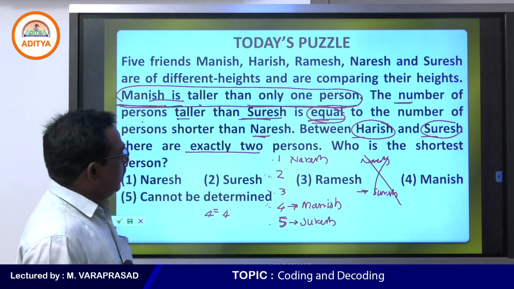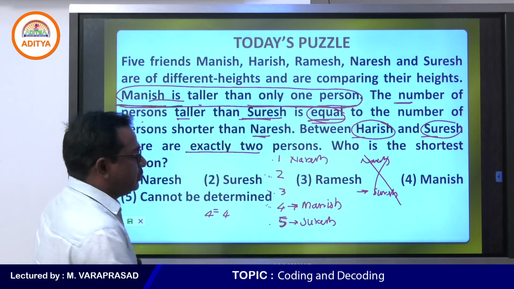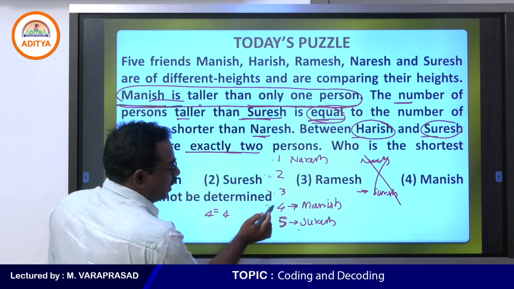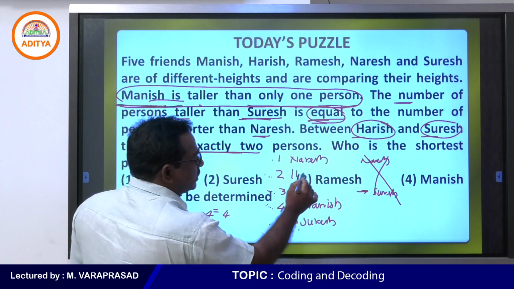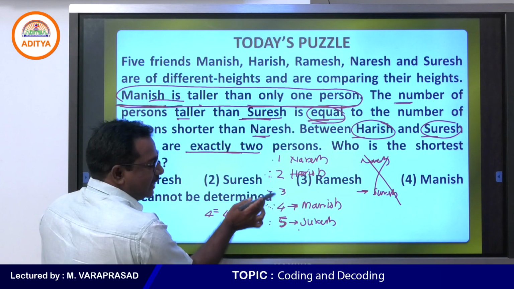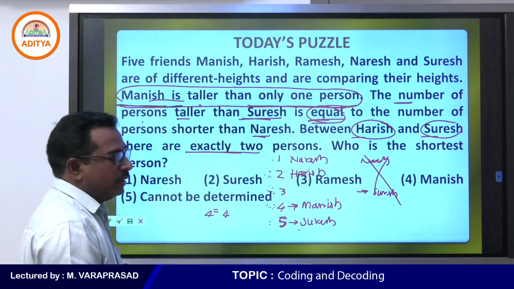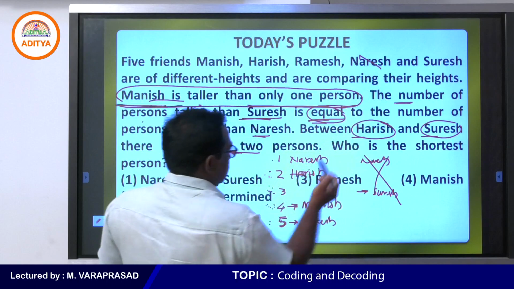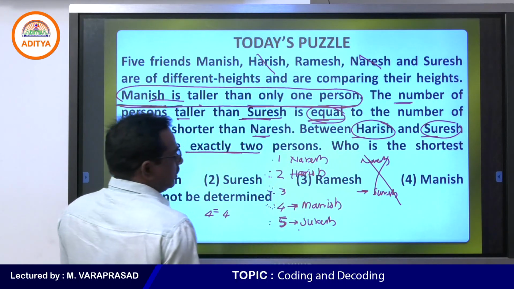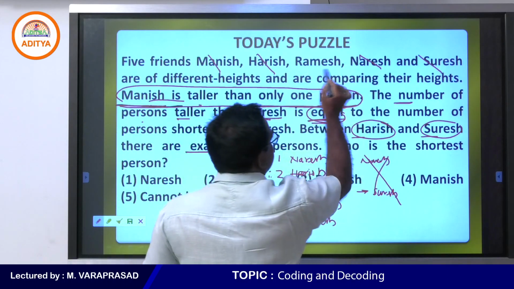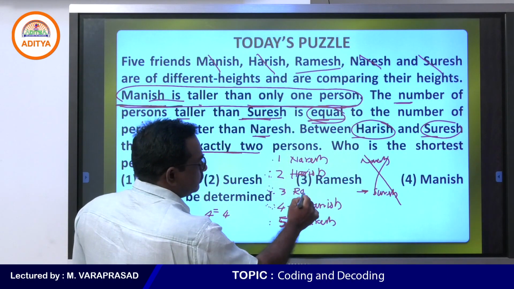Okay. Between Harish and Suresh we taken here. Between Harish and Suresh exactly 2 persons. 1, 2. So we can take Harish here. So between Suresh and Harish exactly 2 persons are there. So the remaining person Naresh is completed. Harish is completed. Manish is completed. Suresh is completed. The remaining person is Ramesh. You can write here.